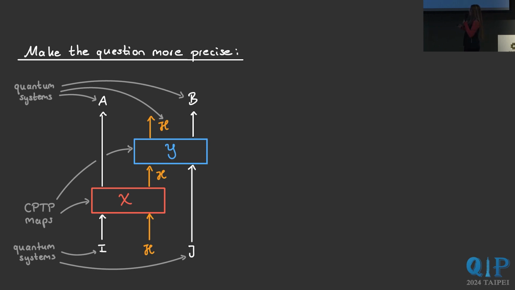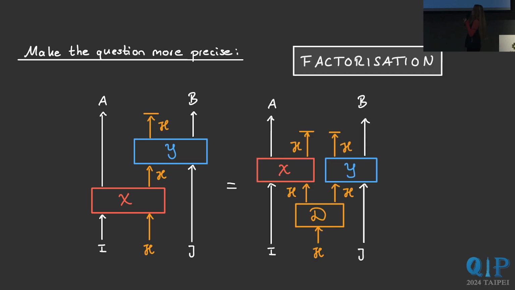Also Alice and Bob each have an input system and an output system for these maps. And generally, all these systems are quantum. So also the I, J and the A, B, the input-output systems, everything here is quantum. Okay, so this is how we describe what Alice and Bob are doing on the Hilbert space.